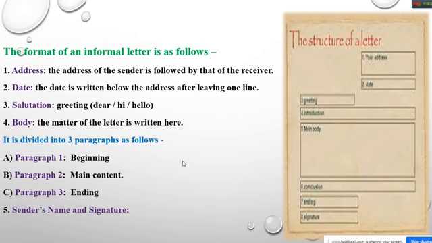So in the body, I mean paragraph 1, paragraph 2, paragraph 3. In the first paragraph, you can say a beginning. The second paragraph, main content. And the third paragraph has the ending. And ultimately, at the end, sender's name and signature. Dear students, you are watching the structure of a letter. Basically, this is the structure of an informal letter.